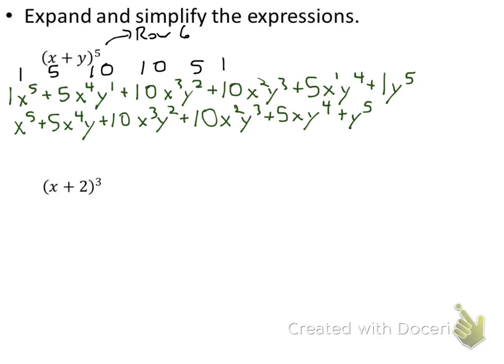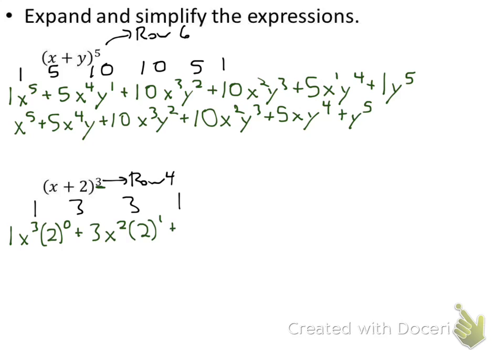Okay, let's go down to now x plus 2 to the third. So it's to the third, so we know row 4. If I look at my row 4, it's 1, 3, 3, 1. So I got 4 terms. So let's kind of write it out. We got 1 x to the third. Remember, it's not to the fourth because the most it can be is x to the third, times, we'll write it this time, 2 to the 0. Next coefficient is 3, x squared, 2 to the first. Next one is 3x to the first, 2 squared. And the last one is 1 x to the 0, 2 to the third.